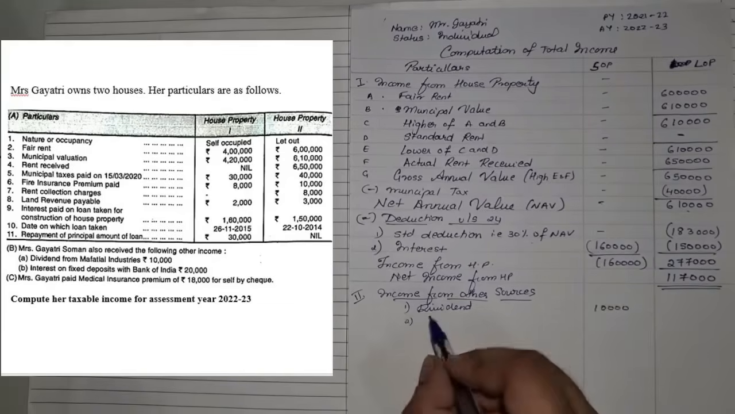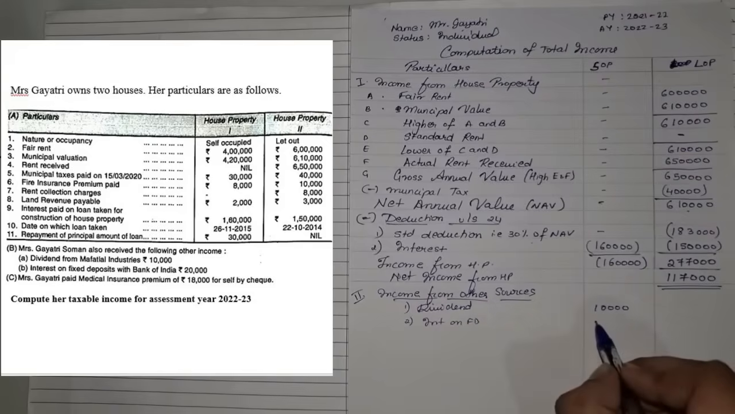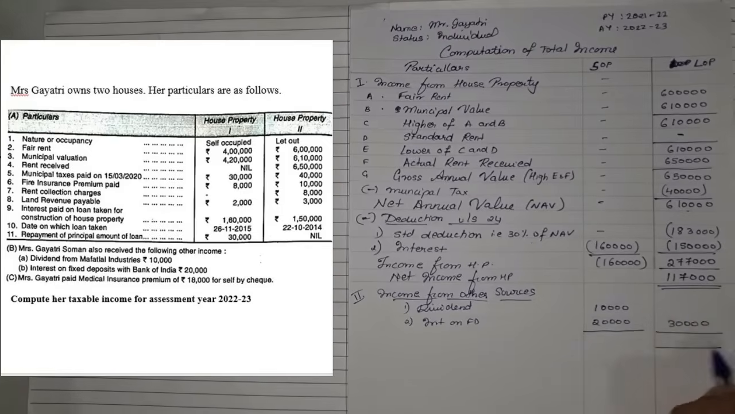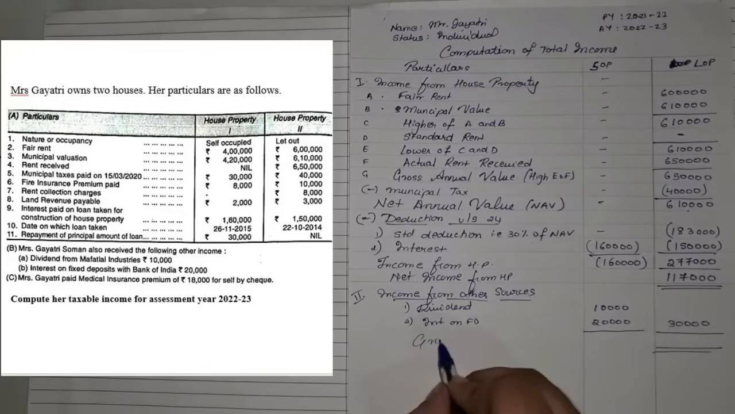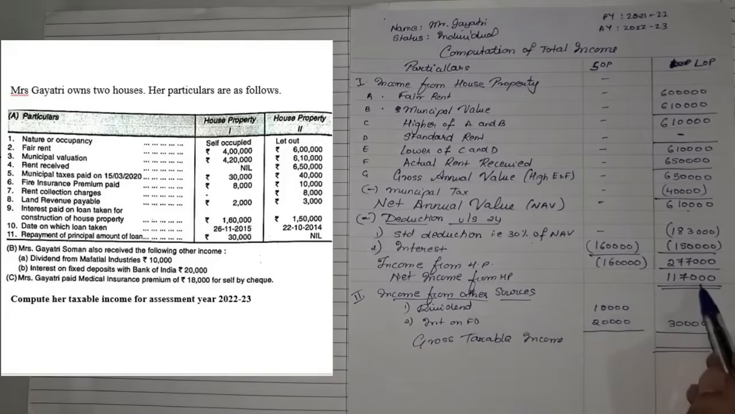And secondly, they said interest on FD. So yes, interest on FD is also an income from other source, which is 20,000. Okay, and then it said you paid some insurance. So insurance doesn't come here, that will come under some deduction. So income from other source is 30,000. You add up and we will get our gross taxable income. So gross taxable income will be 1,17,000 plus 30,000, that will come to 1,47,000.